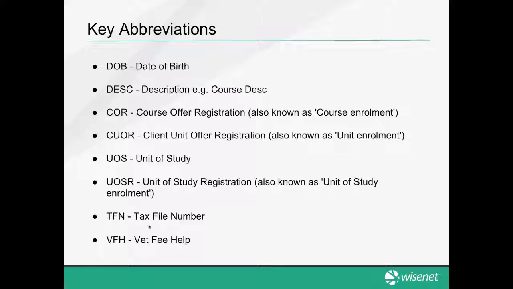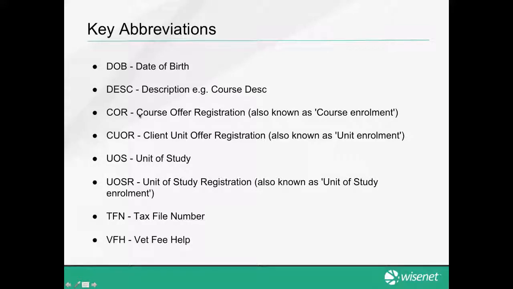So the most common ones that you will see are the COR and the CUOR. The COR stands for the course offer registration, which means you have a course offer date, which could be your intake date, so let's say from January to December. But when you start enrolling students, if you have a rolling intake, you tend to change the start and end date when you enroll the students. So we call that the course offer registration date, or you may call it the course enrollment date. So it's called the COR.